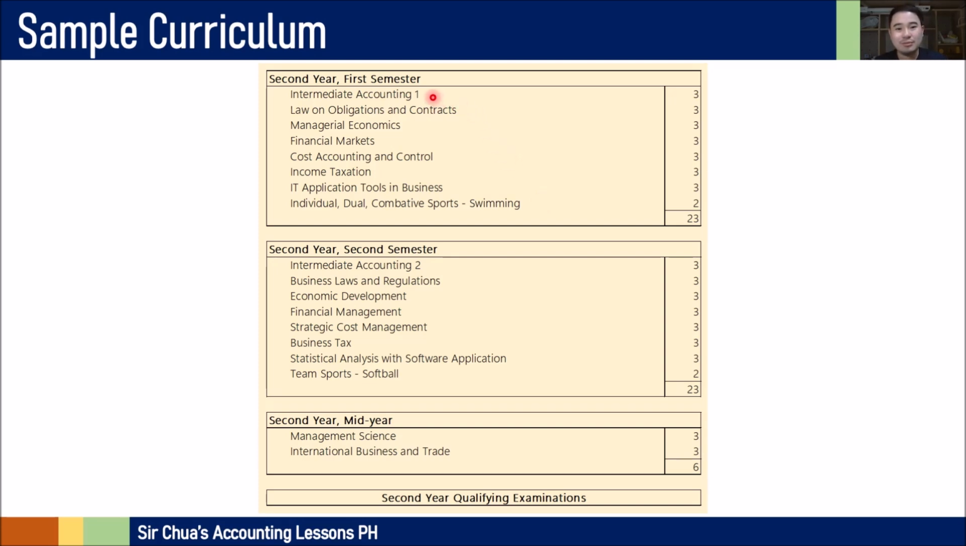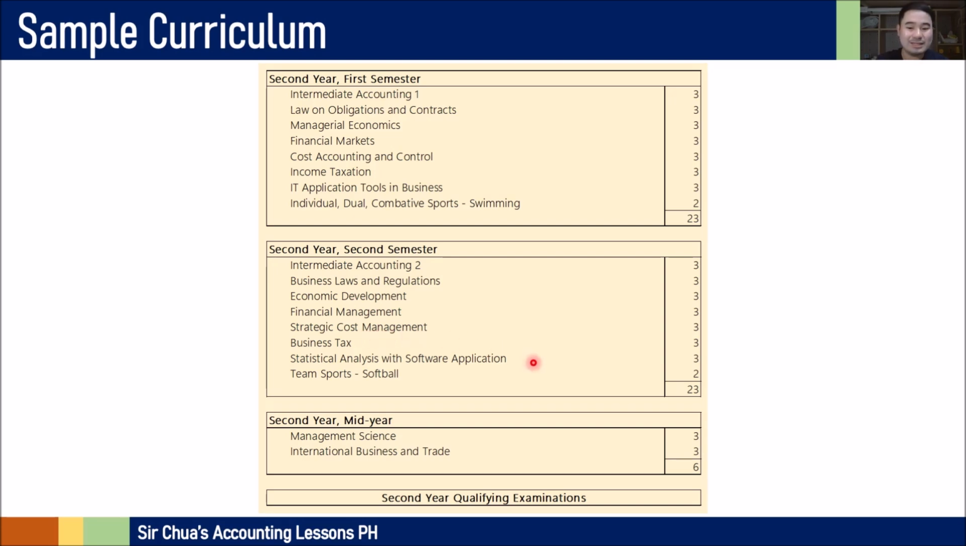Tapos ka na ng Intermediate Accounting 1, next sem, pwede kang mag-Intermediate Accounting 2. Tapos ka na sa Law on Obligations and Contracts, pwede ka na mag-next level ng Law, Business Laws and Regulations. Tapos ka na ng Managerial Economics, pwede ka nang mag-Economic Development. Tapos ka nang mag-discuss ng Financial Markets, kaya pwede ka nang mag-Level 2, Financial Management. May alam ka na tungkol sa Cost Accounting, integrate mo na into Decision Making, Strategic Cost Management. May alam ka na sa tax, kaya pwede ka na mag-Tax 2, Business Taxation.